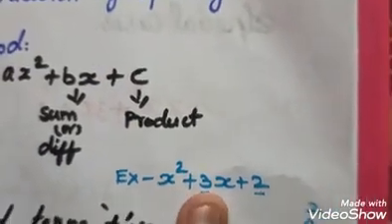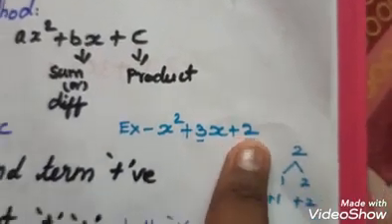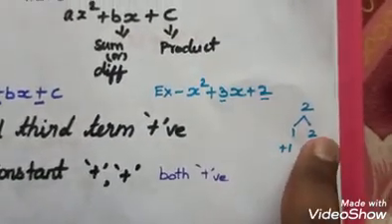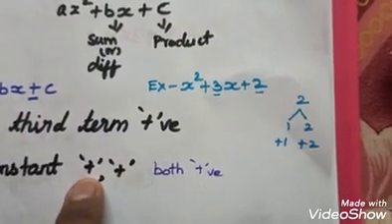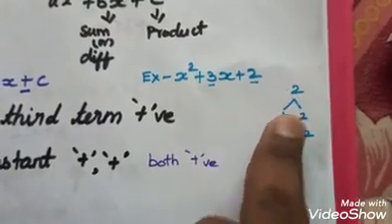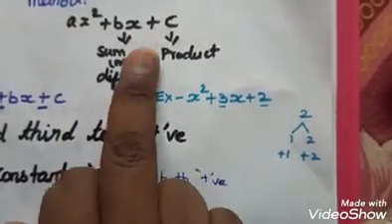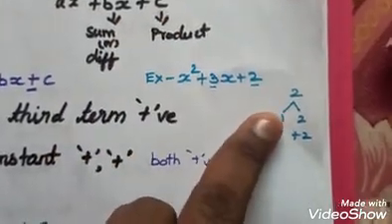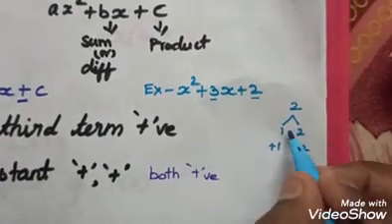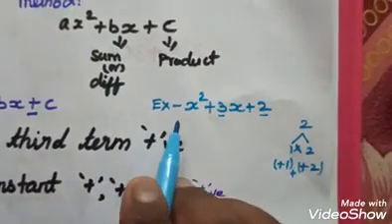I will give one example: x square plus 3x plus 2. Here the second term and third term are positive. 2 is the constant, so I write the factors: 1 into 2 is 2. Already I told you both factors have a positive sign, plus 1, plus 2. So 1 into 2 is 2, and 1 plus 2 is 3. That is why I said the sum or difference gives the middle term and the product is the constant. By the product, 1 into 2 is 2, and plus 1 plus 2 gives plus 3.